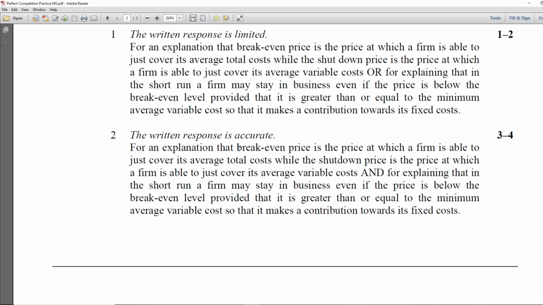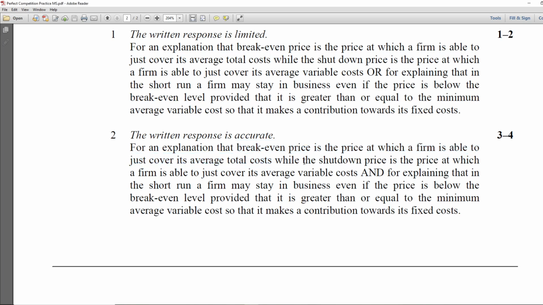So you see here, break-even price is the price at which a firm is able to just cover its average total cost. Okay, yeah, that's the explanation for break-even price, just like what I said. I just use another way to express the idea. I just use average cost and average revenue to express the idea, but they are the same.